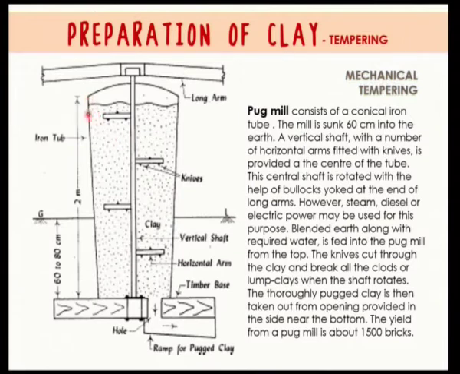The major part of a pug mill is a conical iron tube. This is a huge tube which is sunk into the ground for about 60 centimeters to 1 meter, and the rest of the tube is exposed. Inside the tube there is one vertical shaft, or you can even call it a vertical arm, which has several horizontal arms. These horizontal arms contain knives or blades.